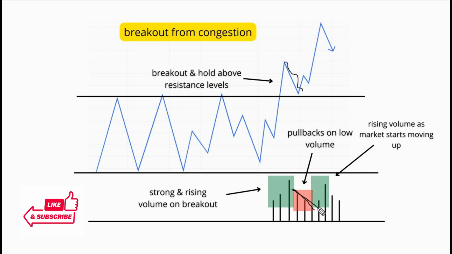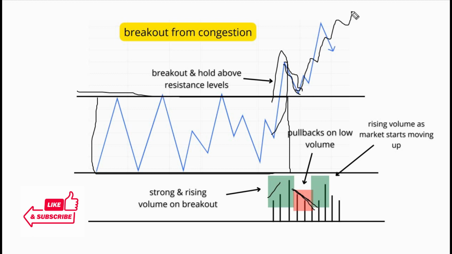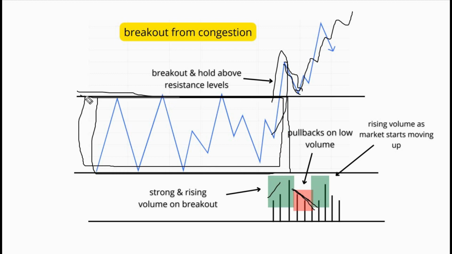Okay, and then we saw a pullback which is of lower volume. So here the institutions are not present. So what is this indicating? That after this congestion area, prices broke out with very good volumes, and the pullback is of lower volume. There are higher chances that the prices will now push towards the upside, because this could be a potential accumulation zone.